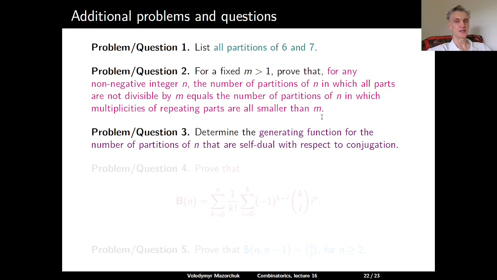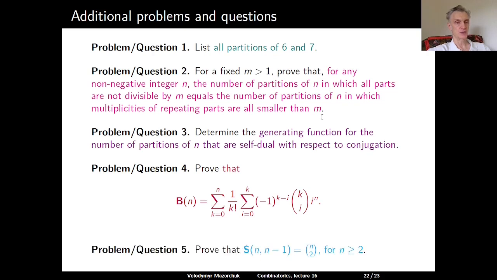Problem question 3. Determine the generating function for the number of partitions of n that are self-dual with respect to conjugation. Problem question 4. Prove that B(n) equals the sum over all k from 0 to n of 1 divided by k factorial, times the sum over all i from 0 to k of minus 1 to the power k minus i, times k choose i, times i to the power n. And problem question 5. Prove that S(n, n minus 1) is equal to n choose 2 for all n greater than or equal to 2.